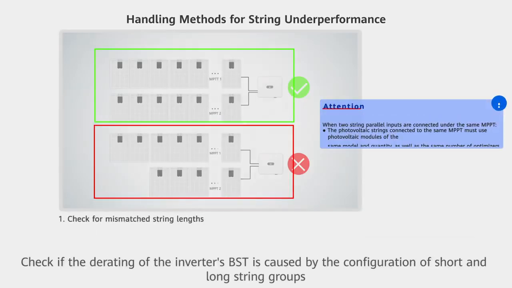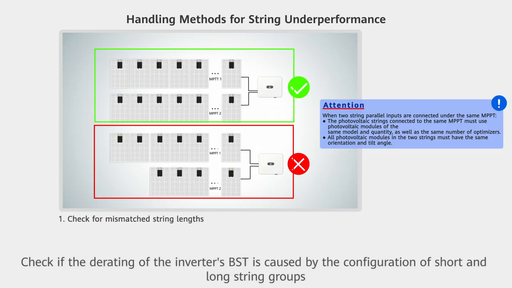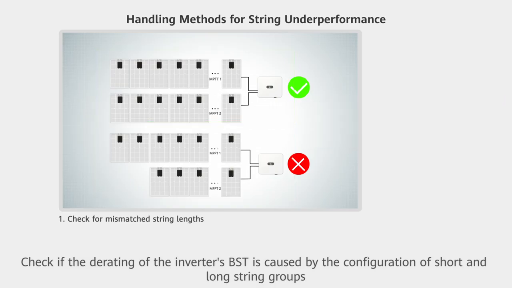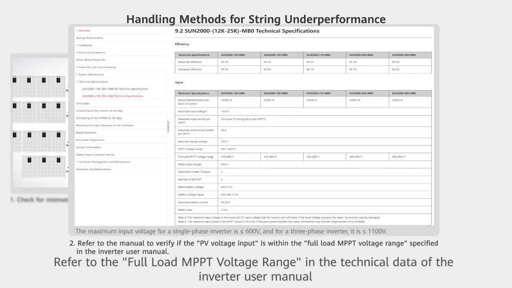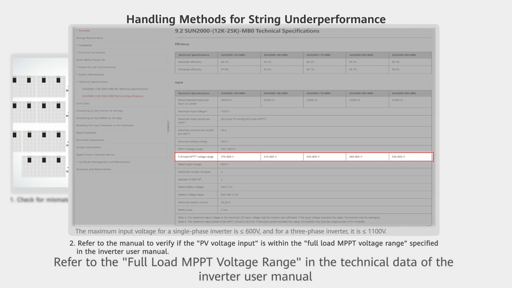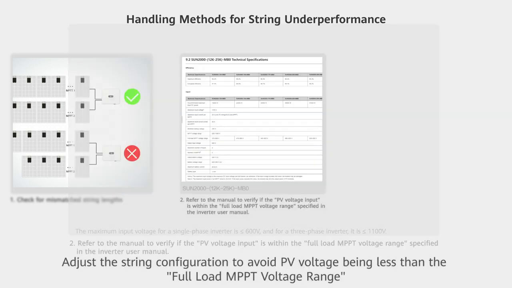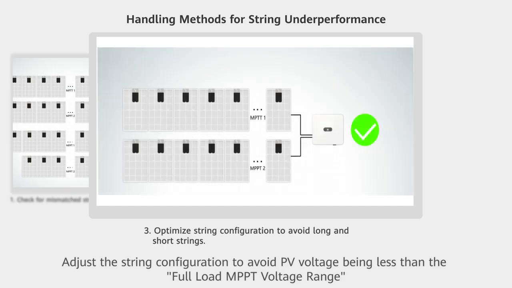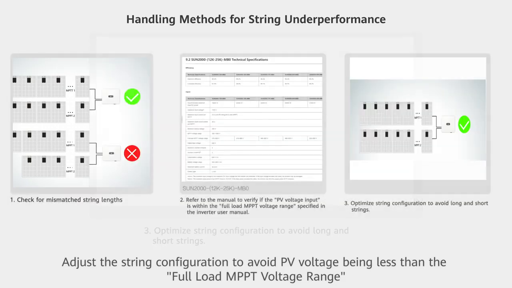There are two solutions to this issue: short and long string derating handling method. Check if the derating of the inverter's BST is caused by the configuration of short and long string groups. Refer to the full load MPPT voltage range in the technical data of the inverter user manual. Adjust the string configuration to avoid PV voltage being less than the full load MPPT voltage range.